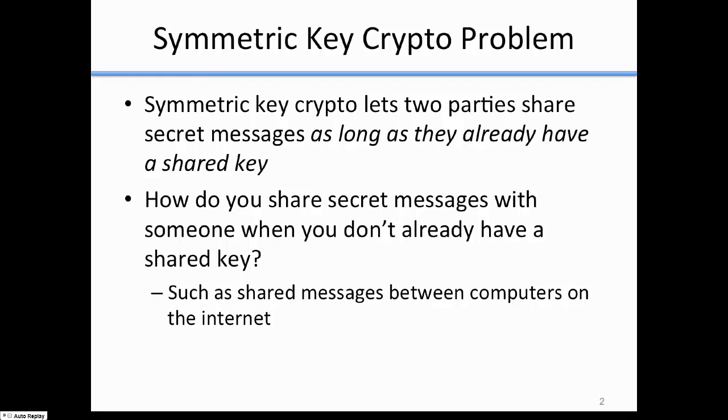Now, lots of computers on the internet, for example, want to be able to communicate through encrypted means, and they've never exchanged a key before. And so that's an example of an issue where this needs to occur. So if you go to Amazon to make a purchase and you use your credit card, well, you want that information to be encrypted between you and Amazon. But you've never gone to Amazon to exchange a secret key. So how do you make that work?